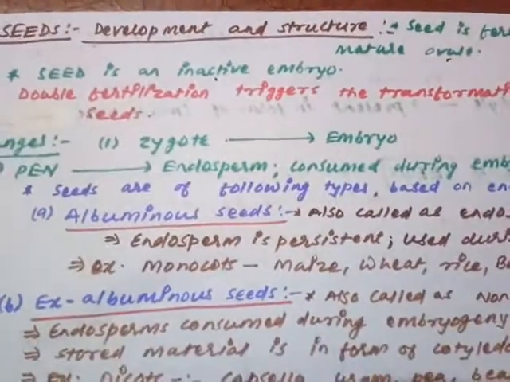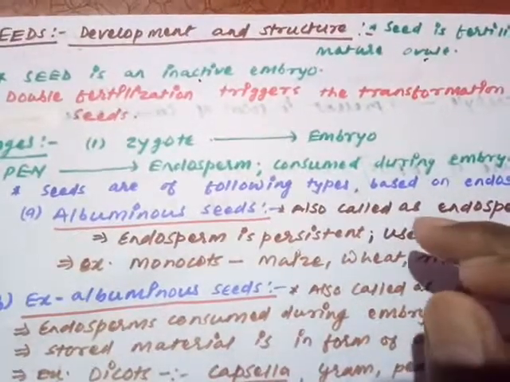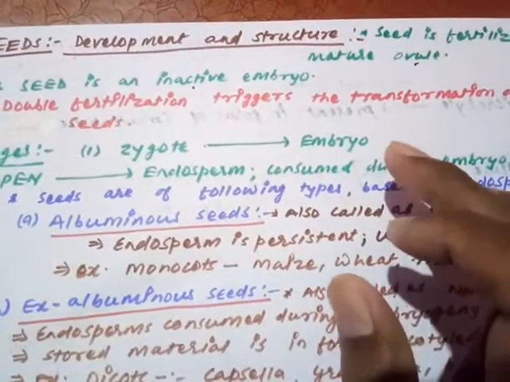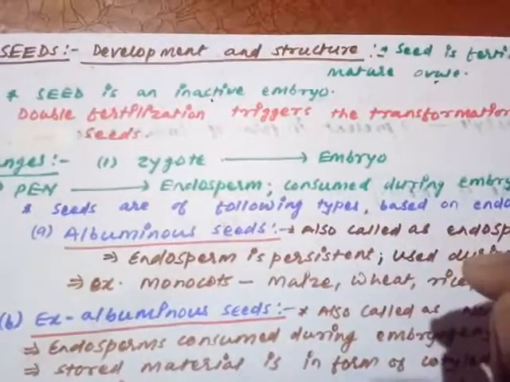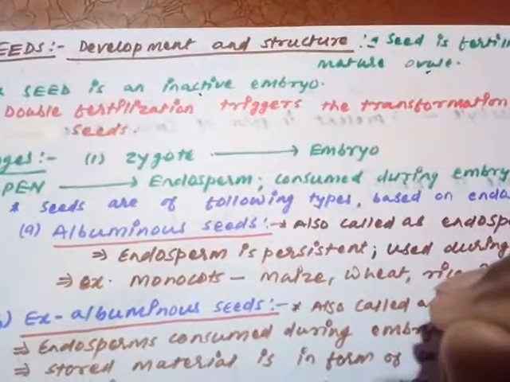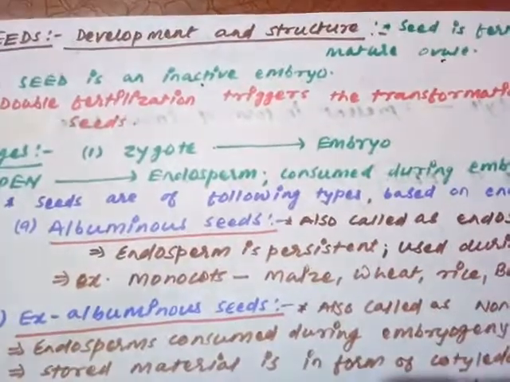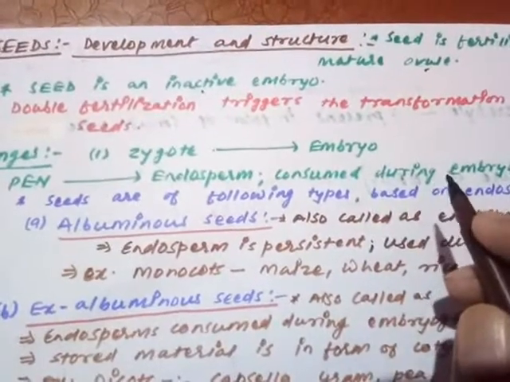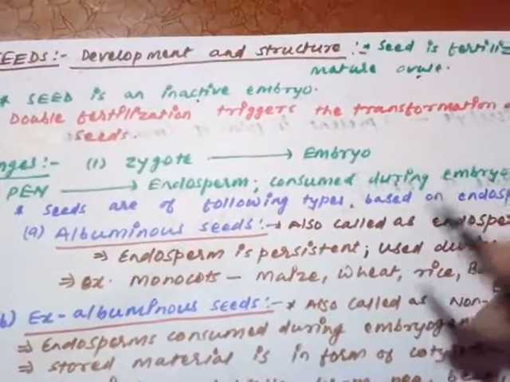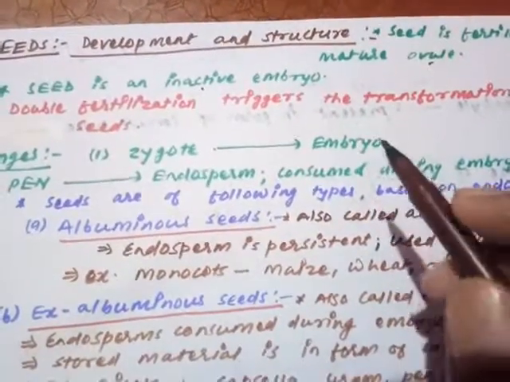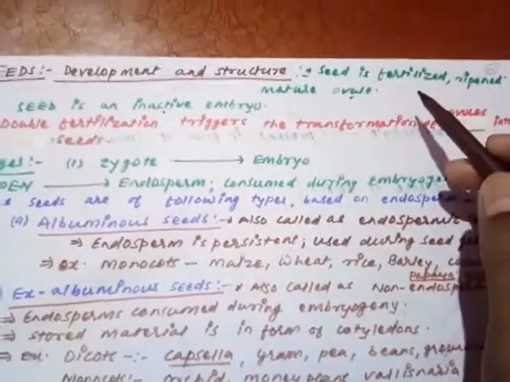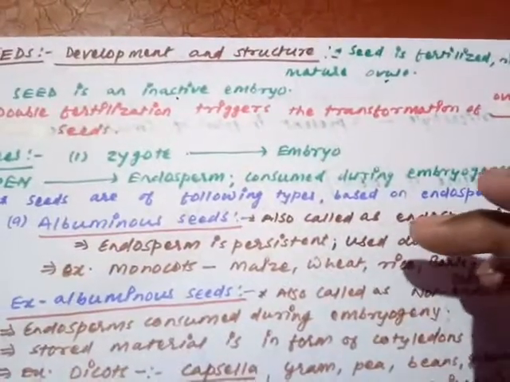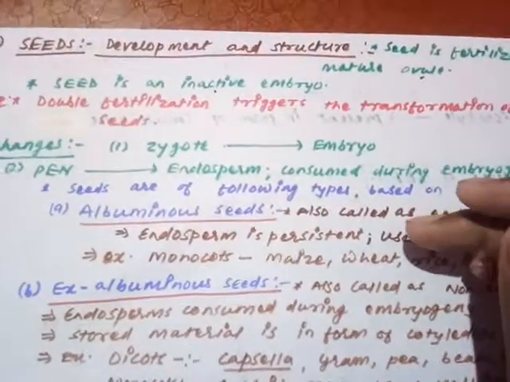Are you getting my point? Seed may remain for a longer time without germinating itself, but seed is itself an embryo. So seed is considered as an inactive embryo. Whenever the seed is getting the favorable conditions required for germination, the seed is going to germinate itself. That time the inactive embryo is getting activated for the purpose of germination. So this point is clear to you all. Seed is actually the fertilized, ripened, mature ovule. Along with that, seed is an inactive embryo. So both the points are clear to you all.